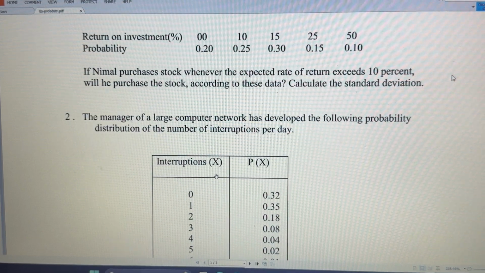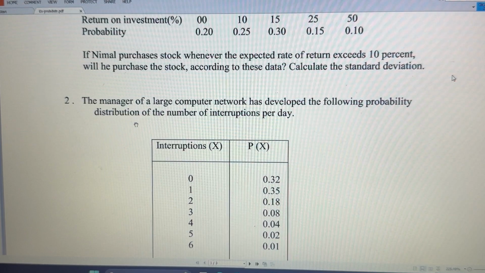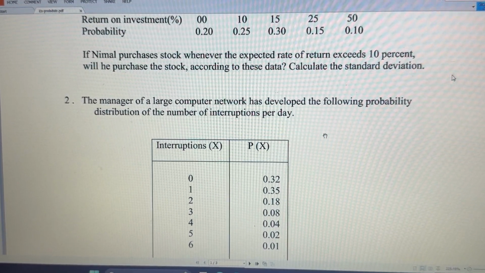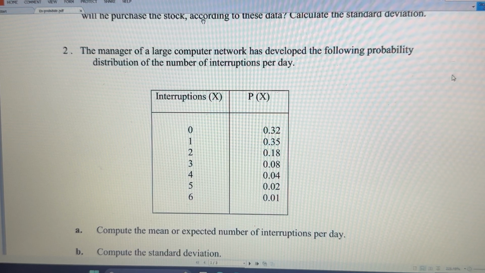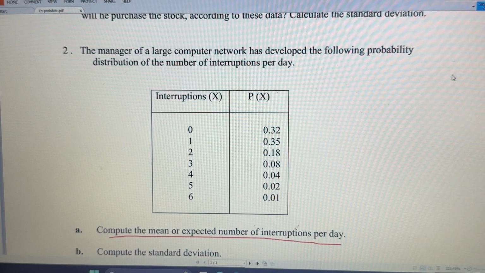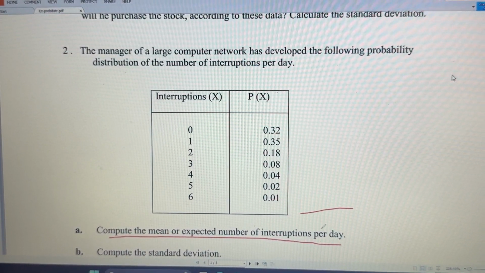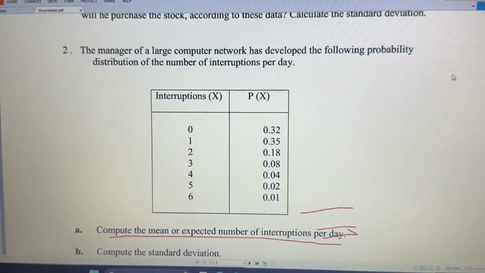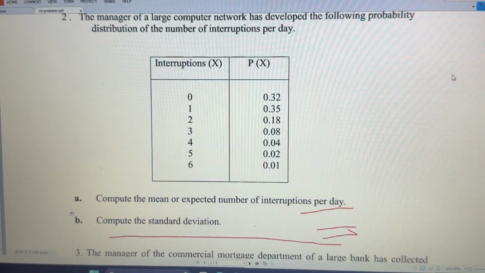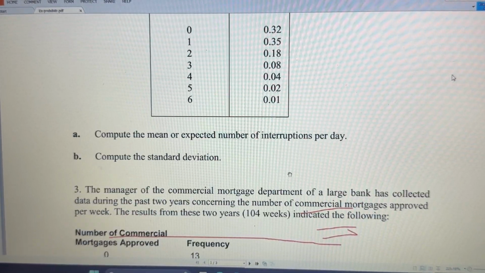Now the number 2, the manager of the large computer network has developed the following probability distributions of the number of interruptions per day. This is also similar. So compute the mean or expected number of interruptions per day. So you have to multiply this both column and add, no? So then you can get the answer. So from there, you also can calculate it. You can compute the standard deviation. Then you can do it as homework.